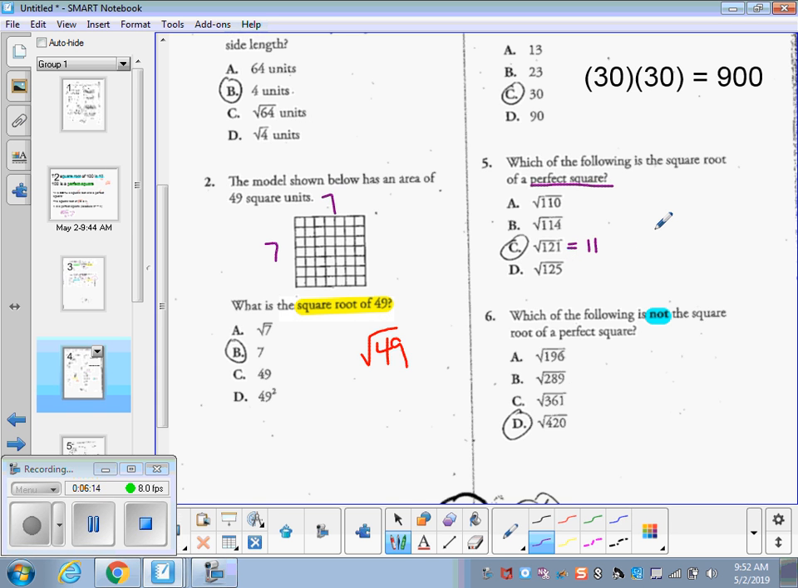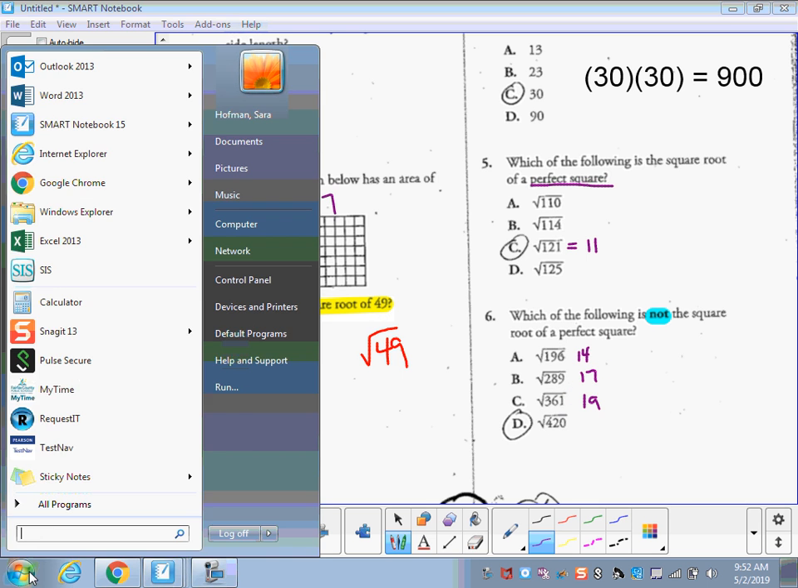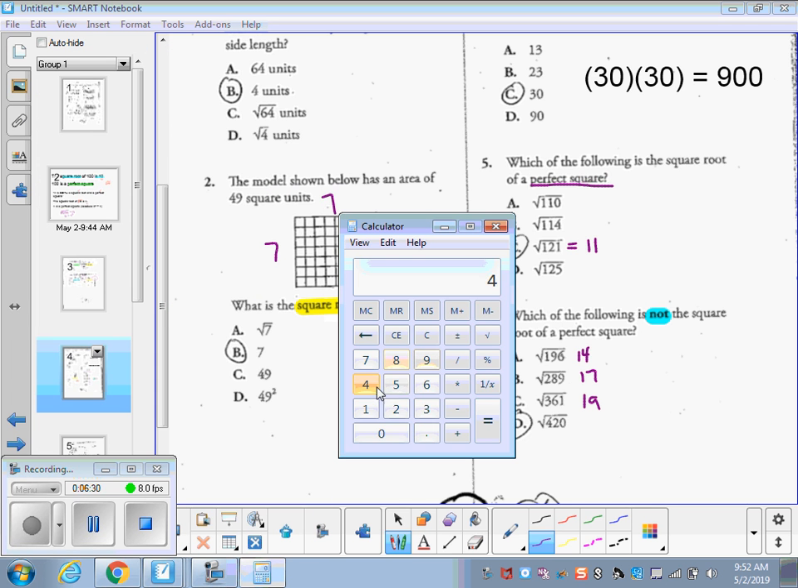And now for number 6, which of the following is not the square root of a perfect square? So the square root of 196 is 14. The square root of 289 is 17. The square root of 361 is 19. And if you need a calculator to see this, 420 is actually not a perfect square. This technically keeps going. It just stops because it's run out of room because we're in the calculator. Like it runs out of room right there.